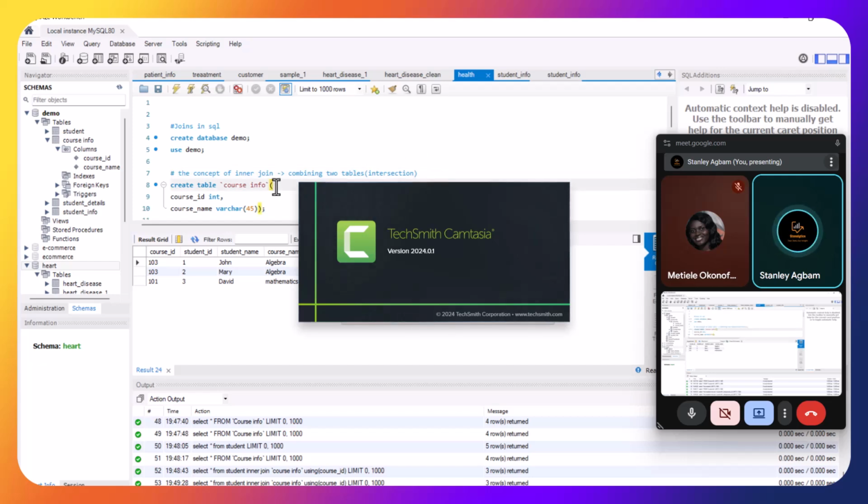Then I created table course information because we want to deal with student information and course information. I want to know which courses are being studied by particular students and which courses are not being studied by some particular students. And like I said earlier, that inner join basically means an intersection, bringing out the students that are participating in two particular details.